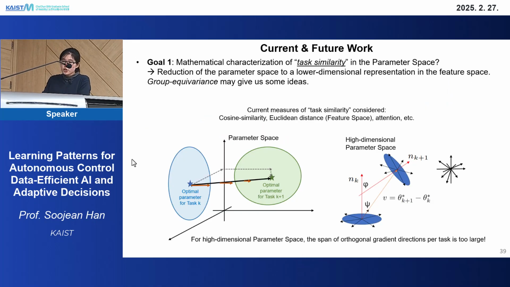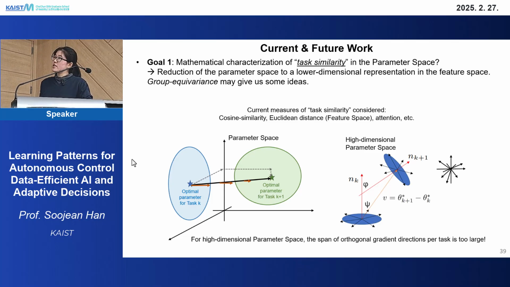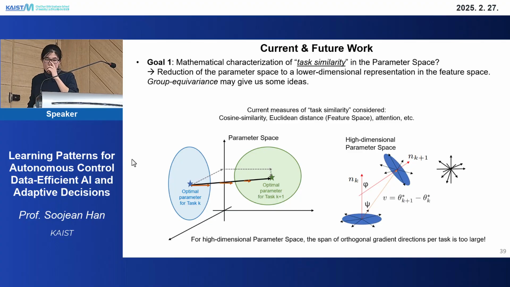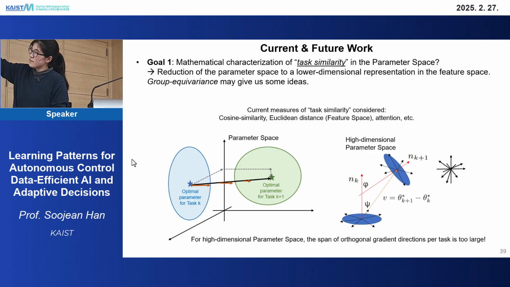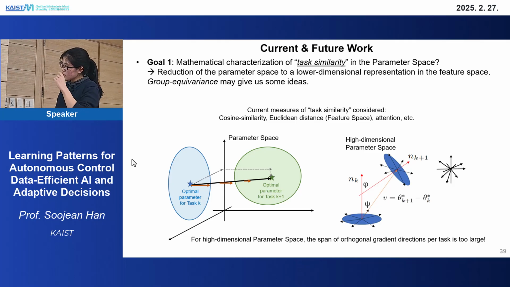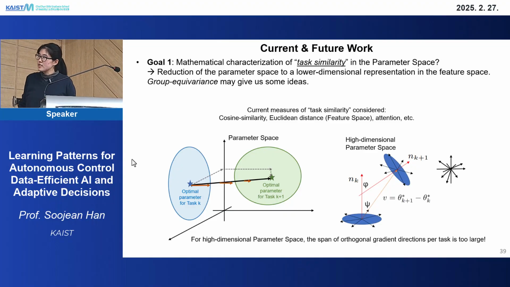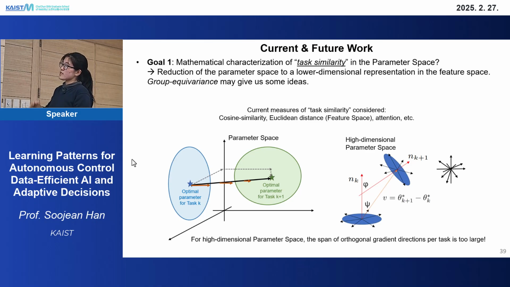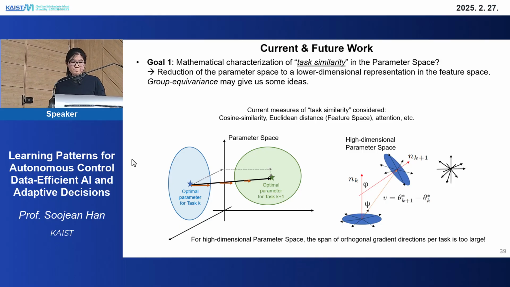Okay. So some current and future work that builds off of this. Goal 1, we are still looking into directions to do this. So how do we mathematically characterize task similarity in the parameter space so that we can naturally design subsequent tasks and things like that? So right now in AOGD, our current measure of task similarity is related to the cosine similarity metric. And cosine similarity is quite commonly used in continual learning contexts.